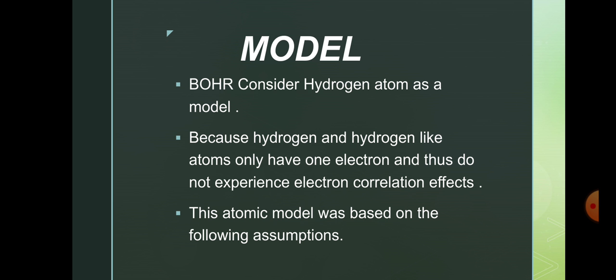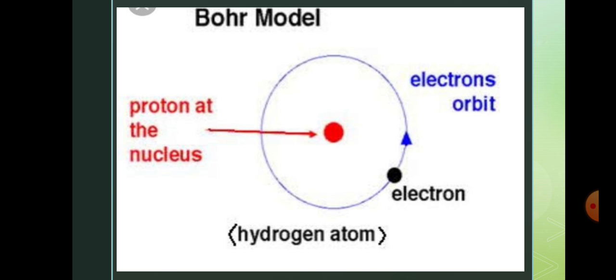So for that purpose, Bohr used the hydrogen atom as a model, because hydrogen and hydrogen-like atoms only have one electron and thus don't experience electron correlation effects. This atomic model was based on the following assumptions. Like you can see on your screen, the hydrogen atom consists of one proton and one electron. The electron revolves around the nucleus and the proton is present at the nucleus.